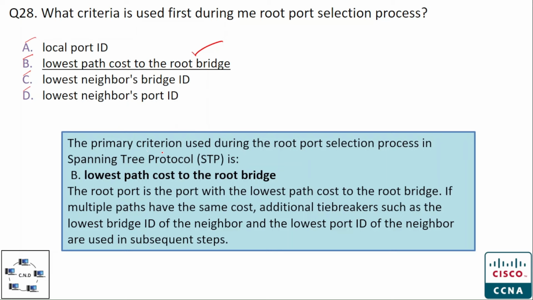So the primary selection used during the root port selection process in spanning tree protocol is lowest path cost to the root bridge. The root port is the port with the lowest path cost to the root bridge. If multiple paths have the same cost, additional tiebreakers such as the lowest bridge ID of the neighbor and the lowest port ID of the neighbor are used in subsequent steps.